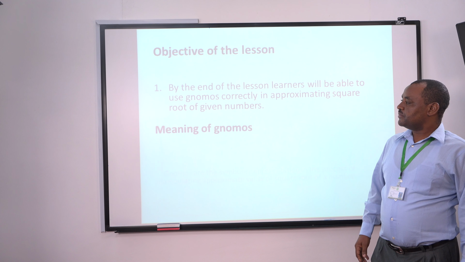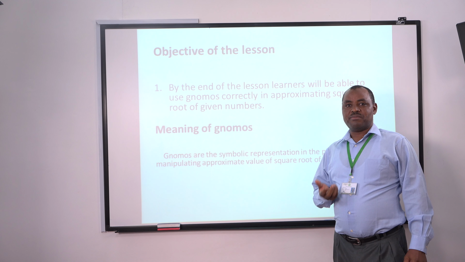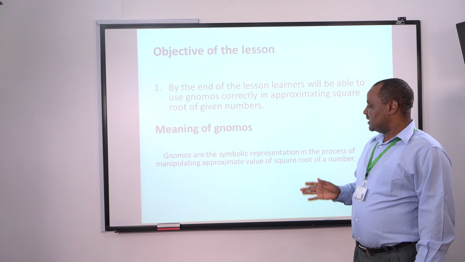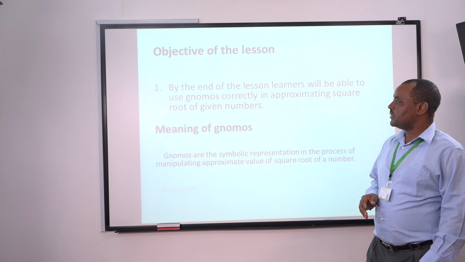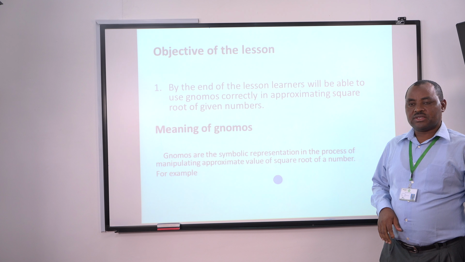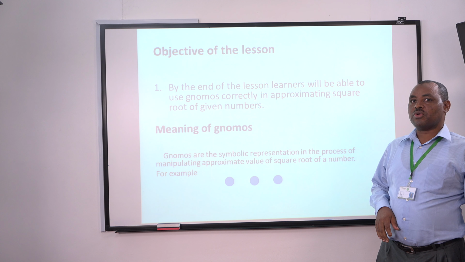Meaning of Gnomons: this is a symbolic representation in mathematics which is placed in blocks in such a way that it will give a meaning or the square root of a number. For example, this one here is called a Gnomon, and that one also, and that one also. These are so-called Gnomons.